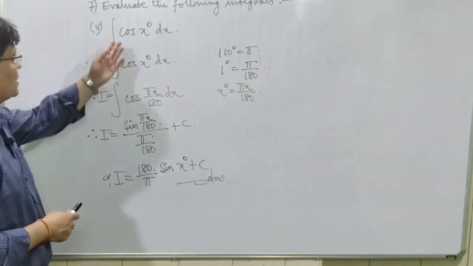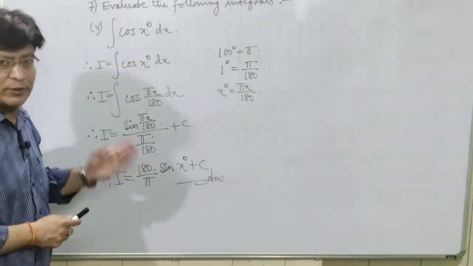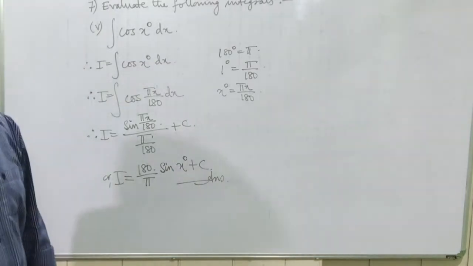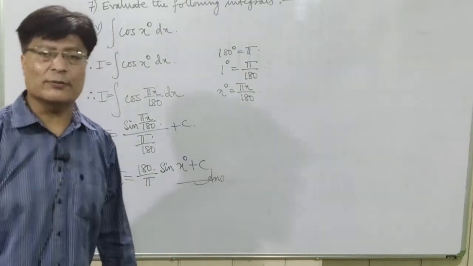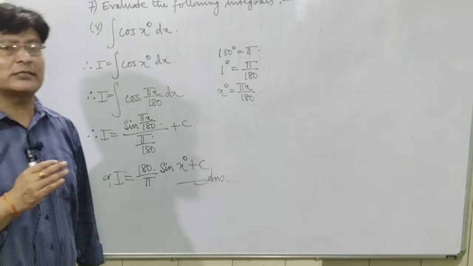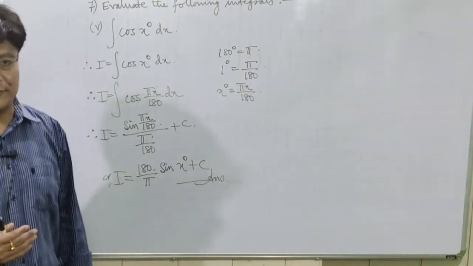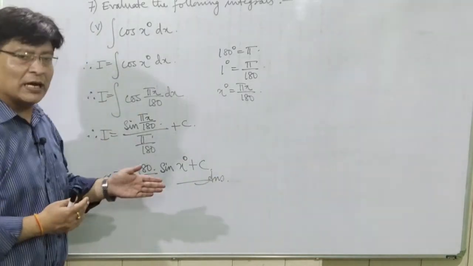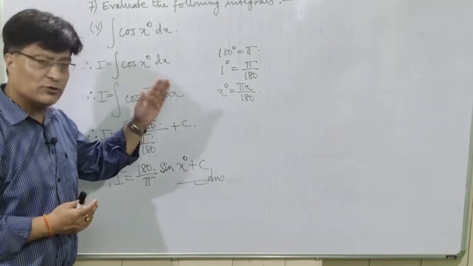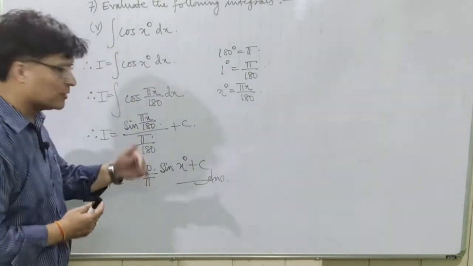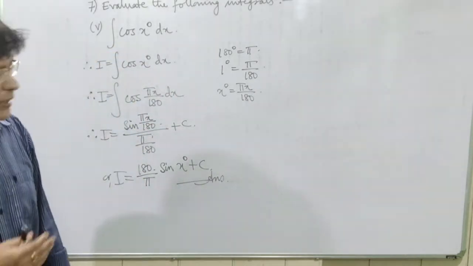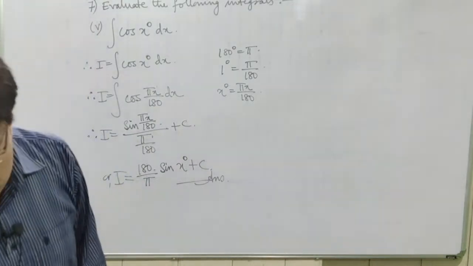So this cannot be integrated directly; it has to be done this way. If it is given in degrees, that is in the sexagesimal system, then that sexagesimal system should be converted into circular measure. So this is the method of how to convert this degree into radians and how you can integrate the given function. Okay, so you can copy it. Now we'll do the next question.